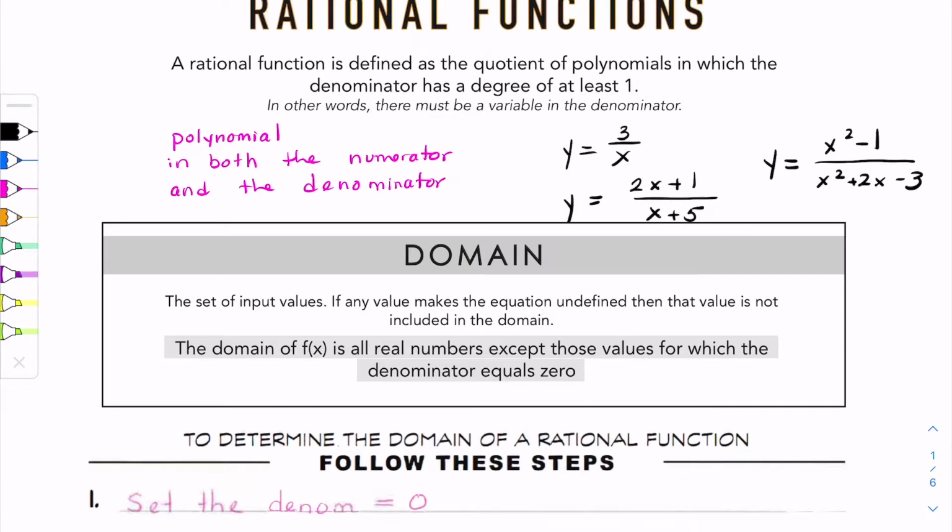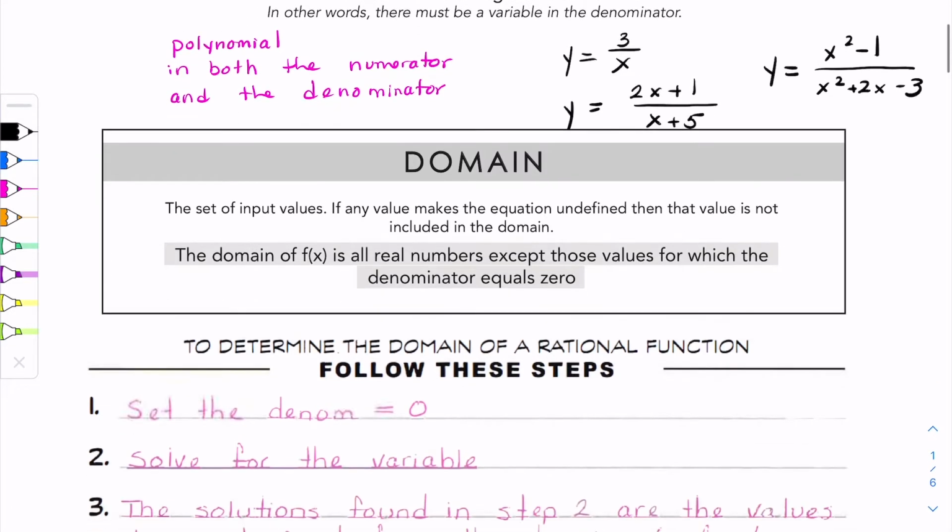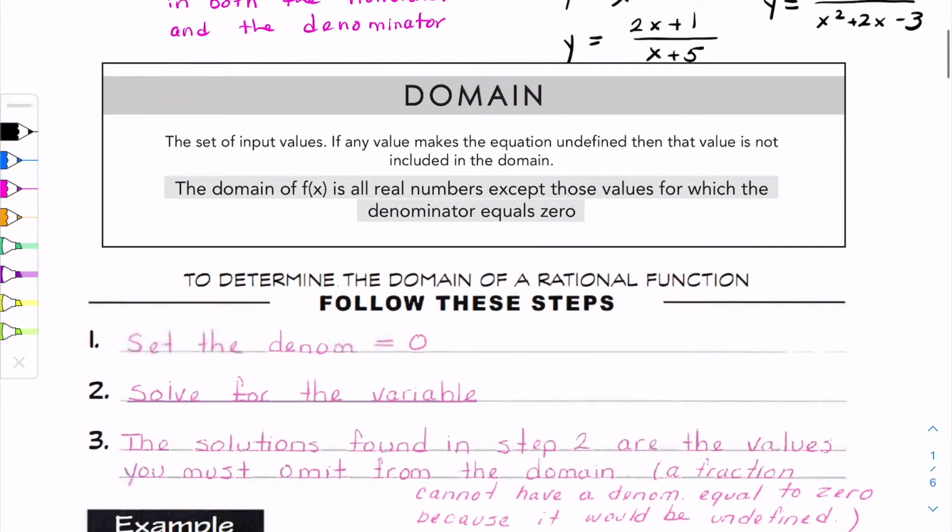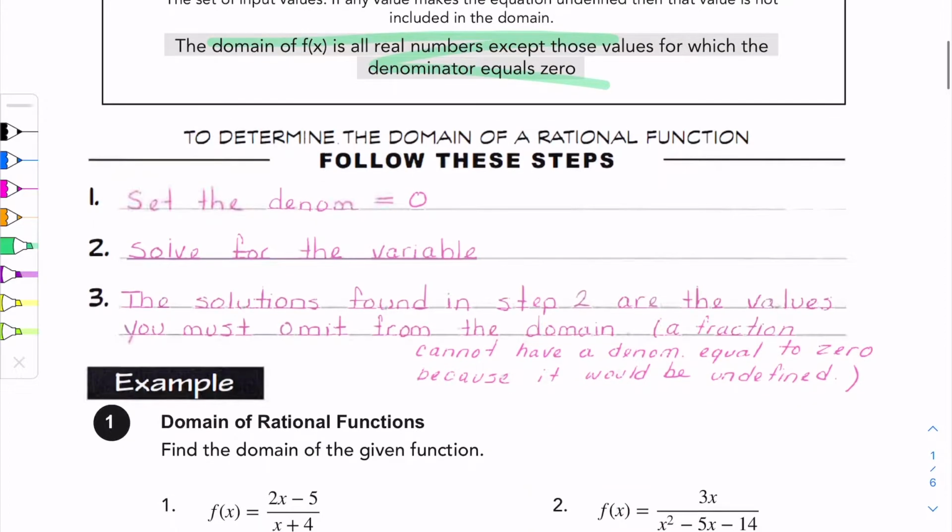The first key topic we're going to go over is the domain. Again, these are all things we need to know for graphing. So to start with the domain, just a refresher, the domain is the set of input values. It's all real numbers except those values for which the denominator equals 0. So we need to find these values and then get rid of them.